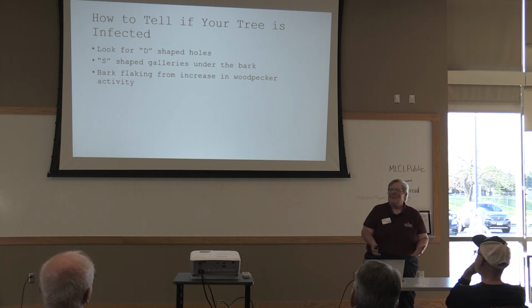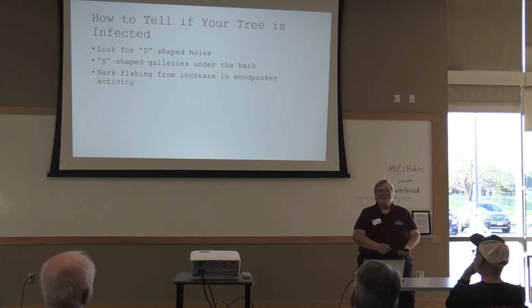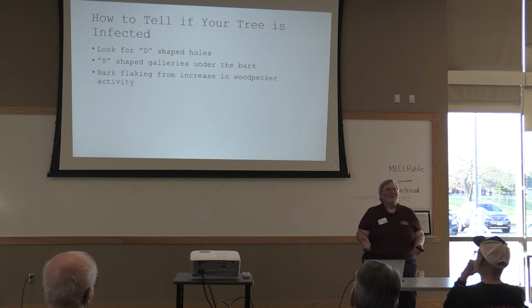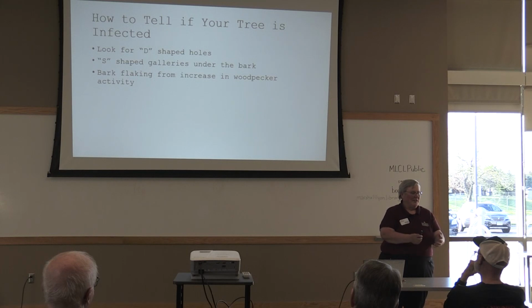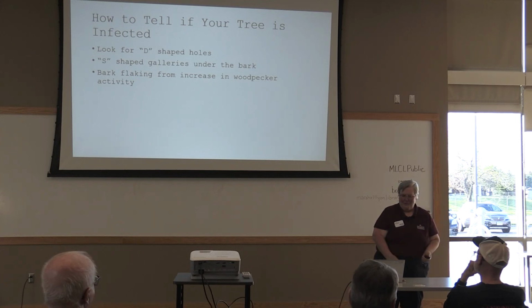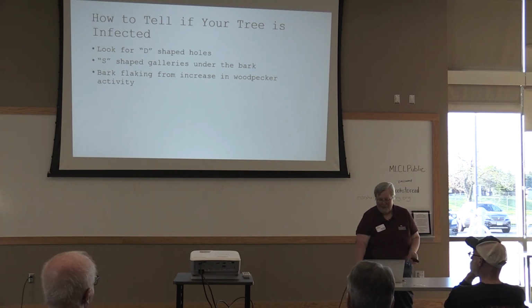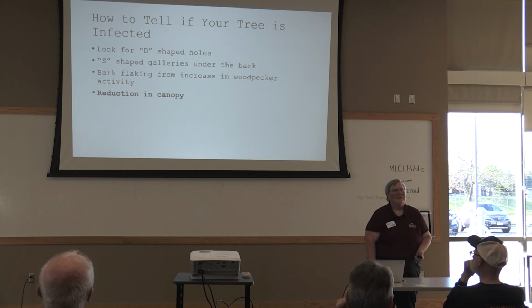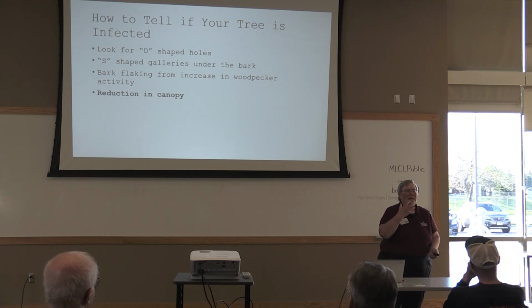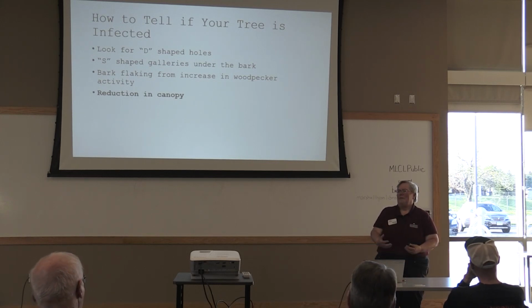May or may not be something you notice. If it's in the upper part of the tree, it's not flaking off really big pieces of bark. All the pictures they show when they show this are at the base of the tree, and it's all these big pieces of bark coming off. That's not happening up in the top of the tree where the insects first start. So there's got to be a way, and there is. It's called a reduction in canopy. It's a gradual reduction in the canopy of the tree that tells you it's infected.